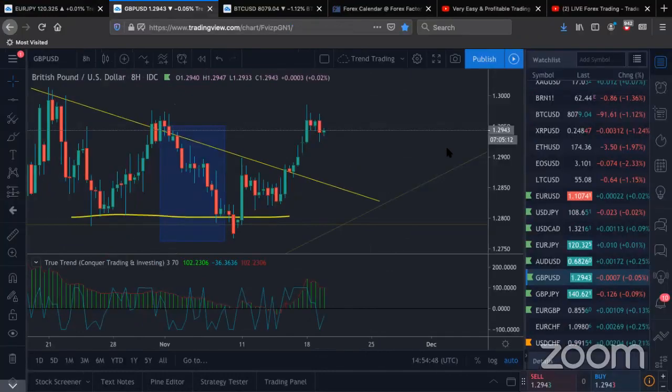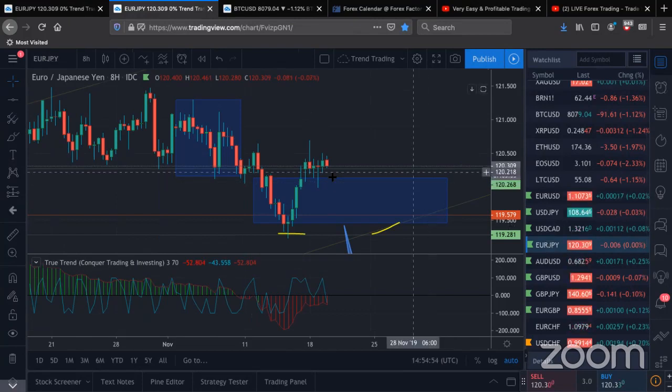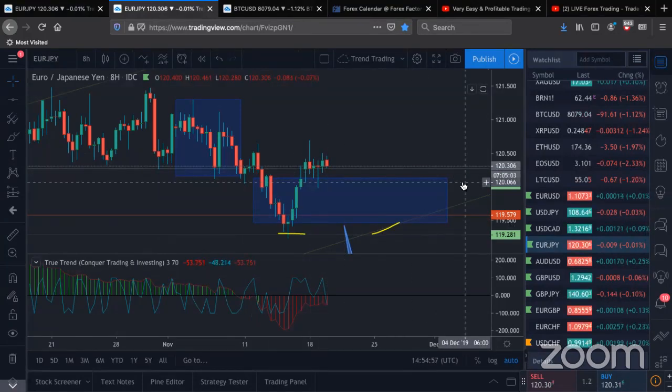Absolutely, same thing on the Euro Japanese yen. Even better than the US dollar Japanese yen. Perhaps it looks healthier, but I don't know what's going to happen.